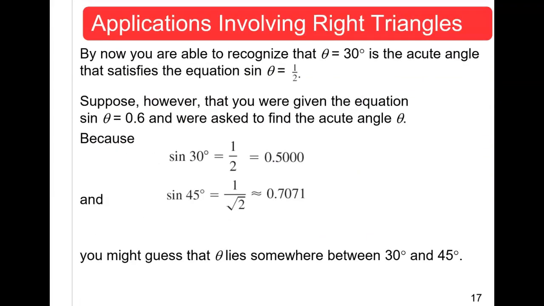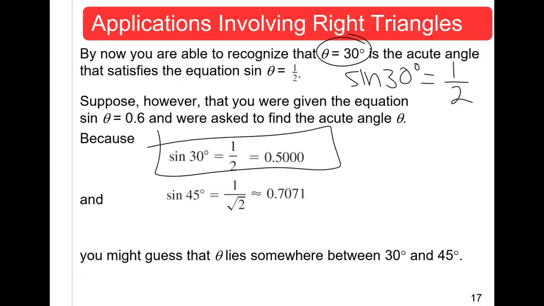So by now you should be able to recognize that when the angle theta equals 30, like the example I gave you before, my favorite, because it's the easiest, is the sine of 30 is 1/2. And if I want you to memorize something, that would be the first thing I make you memorize. The sine of 30 is 1/2.